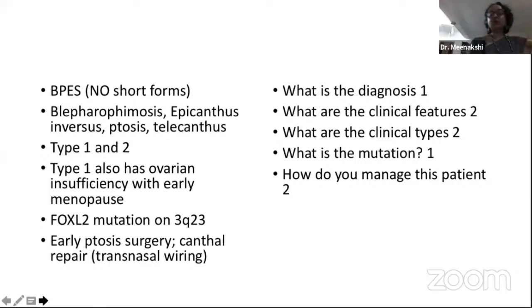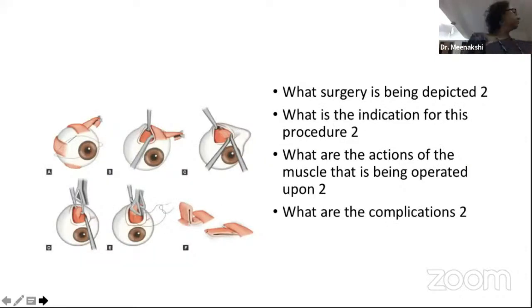So read the slide questions and try and answer. Yep, go ahead, Ankita. I think just four of us are left. Okay. Let me go back, if Ankita is a little reluctant to answer, to Dr. Muskan.